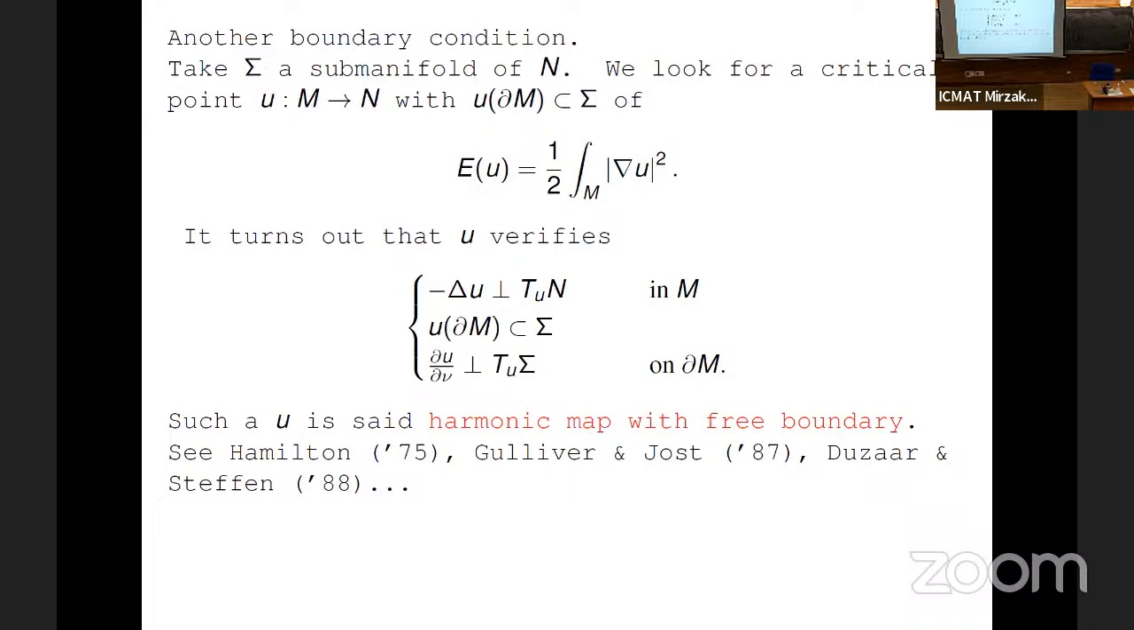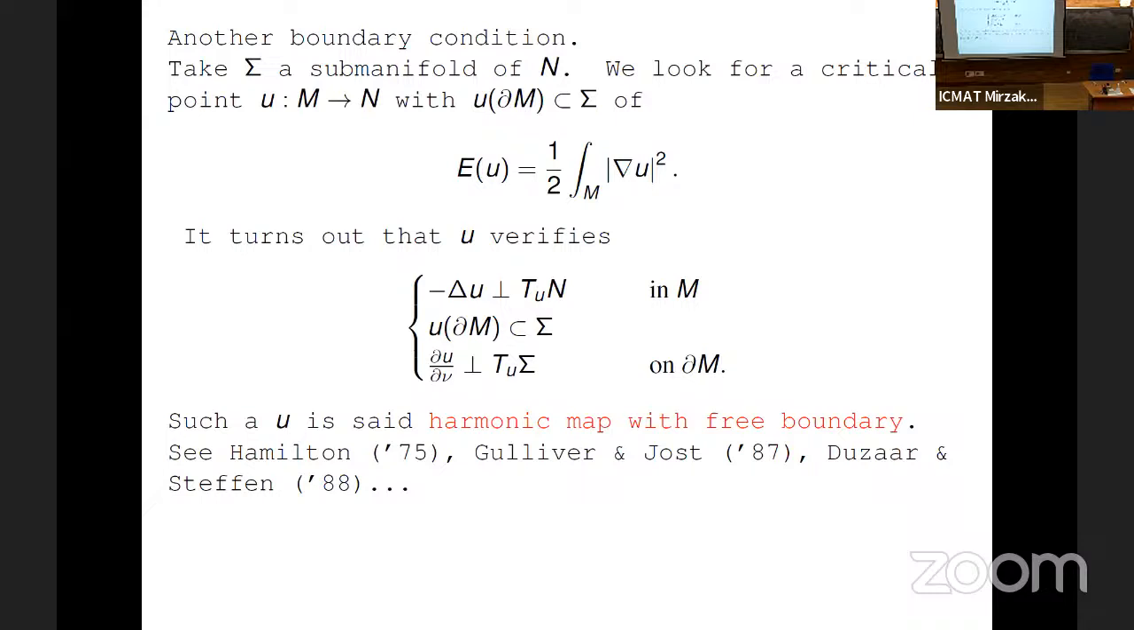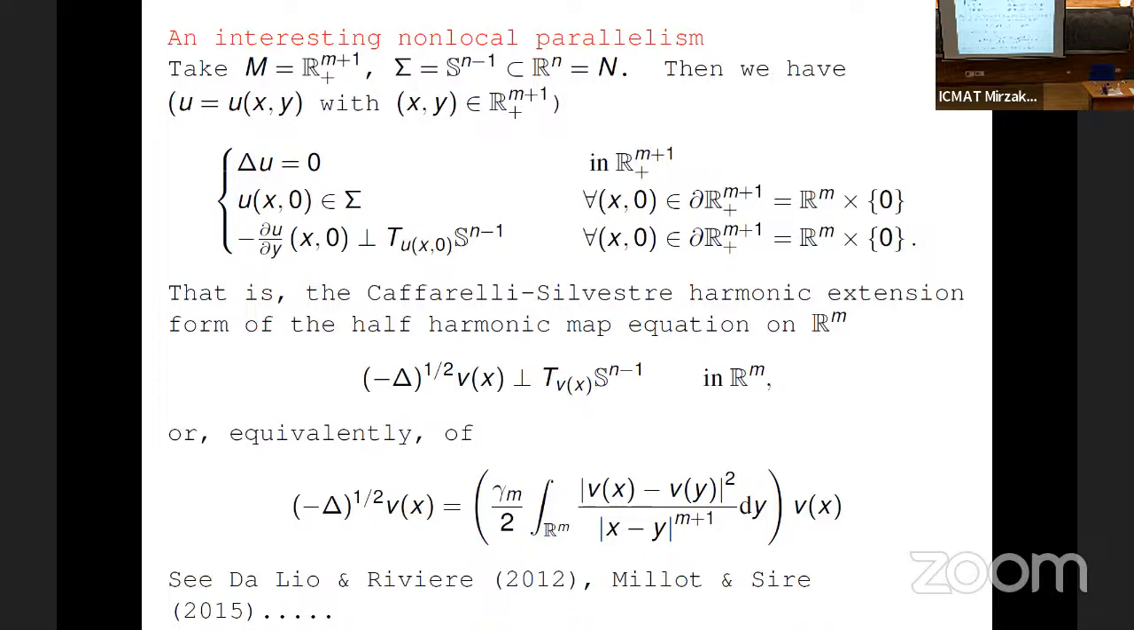Let's now move to evolution. Oh, sorry, no, not yet to evolution. Let's rephrase this nonlinear equation in terms of this new object regarding non-locality. So let's look at some non-local parallelism. So take M to be the upper half space R^(m+1) positive. Take Sigma to be the sphere in R^n, which is now N.